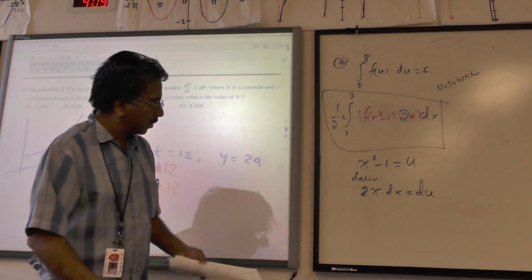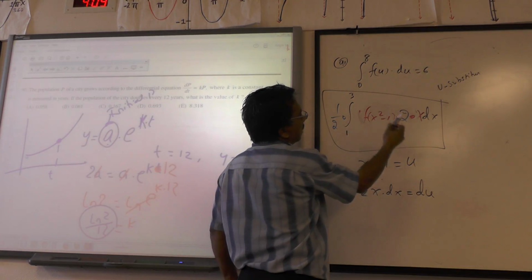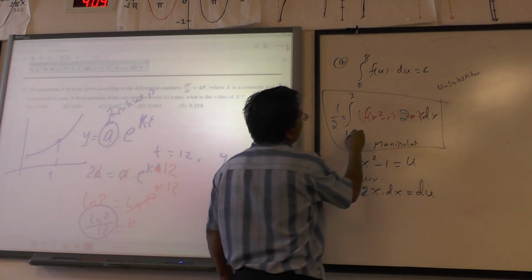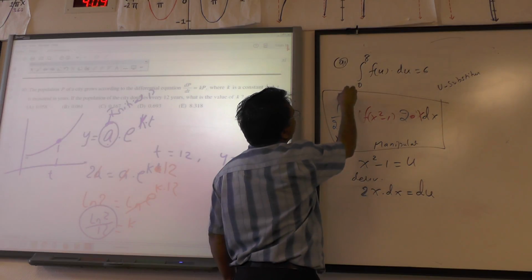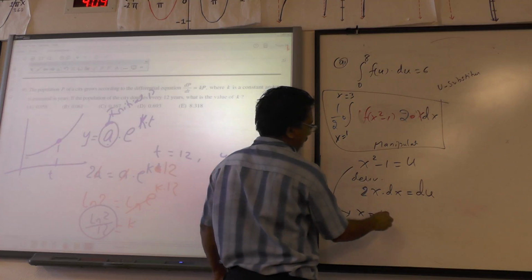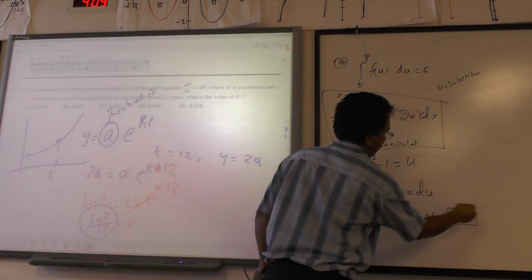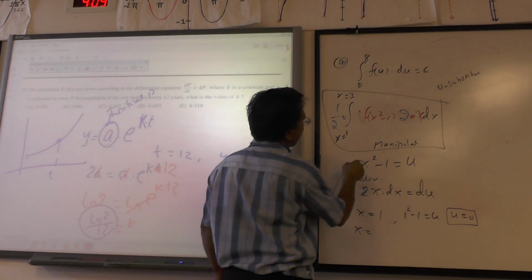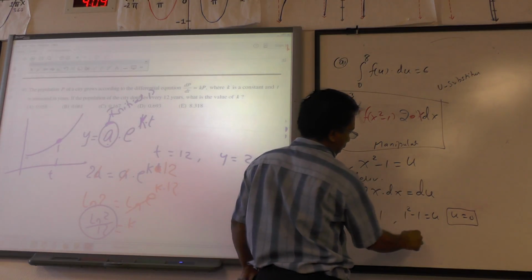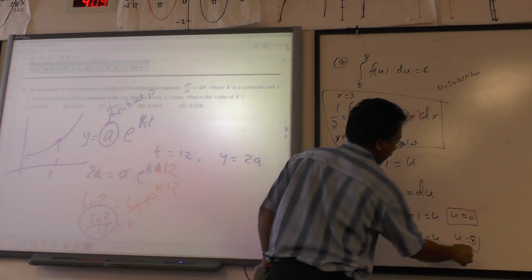So this is like a manipulation. But remember, we need to change the limits. This is your x equals and x equals, so replace. When x is 1, you get 1 squared minus 1 is u, u is 0. If you put x equals 3, then 3 squared minus 1, which is u, is equal to 8.